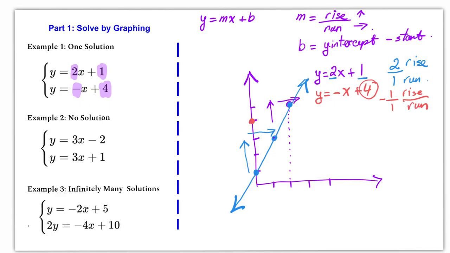Okay, and then that's our starting point. And then from here, we're going to rise 1 and run 1. Now, notice that this is a negative slope. So I'm going to erase the previous things. Give me a sec. Okay, we're back. So notice that it's negative.